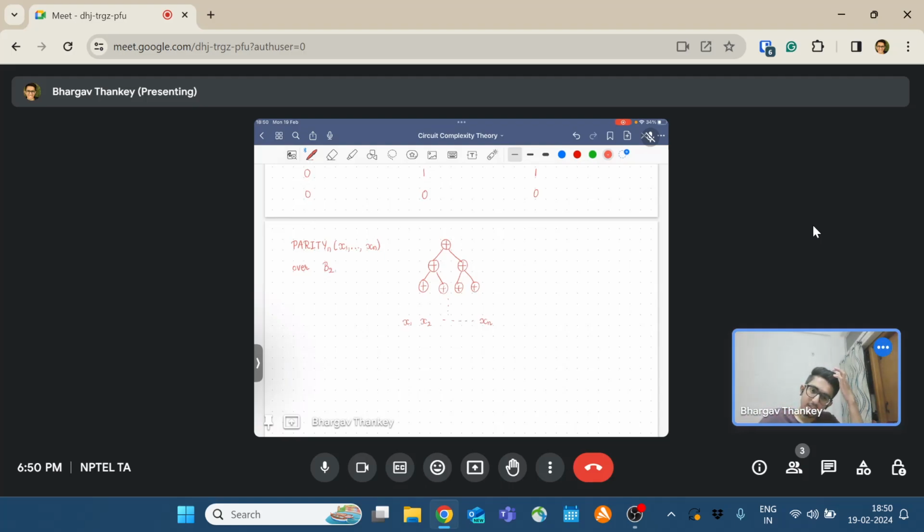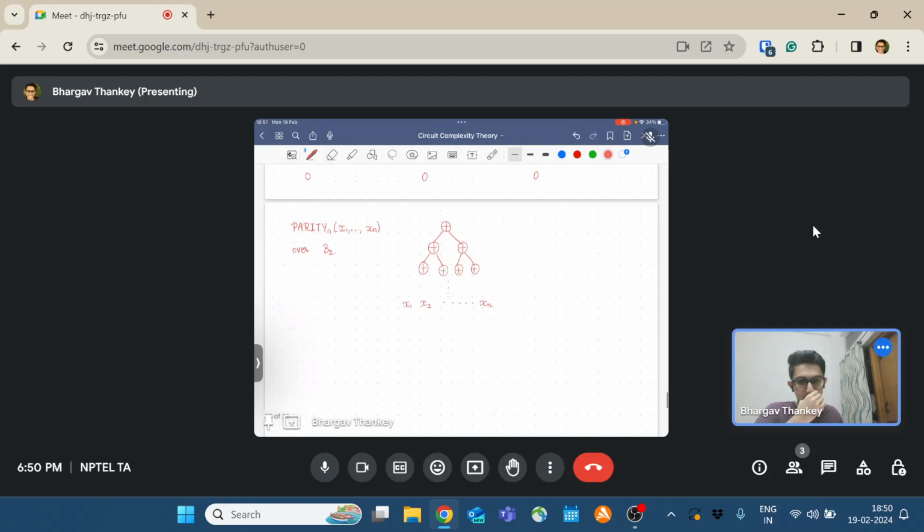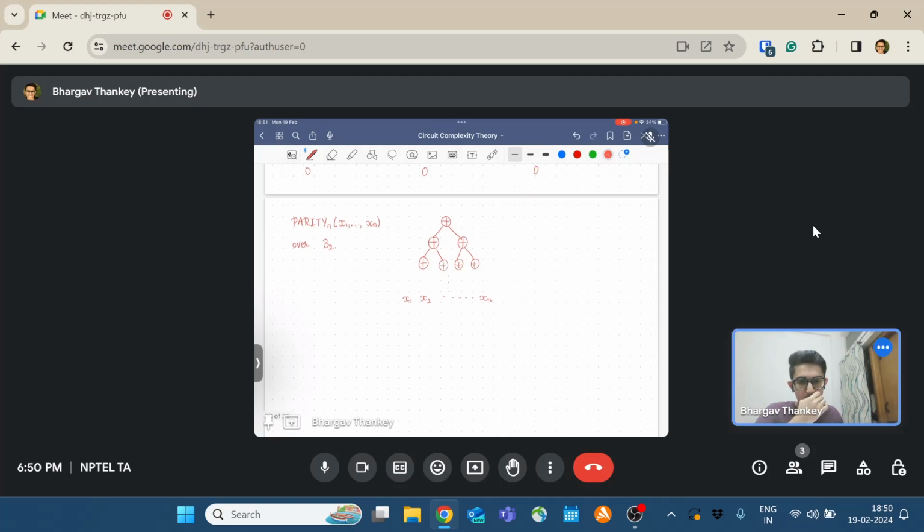So is this fine? And what's the size of the circuit going to be? Okay, so what's the depth first? It would be log n. So this is the complete binary tree with n leaves. So depth is log n, right?